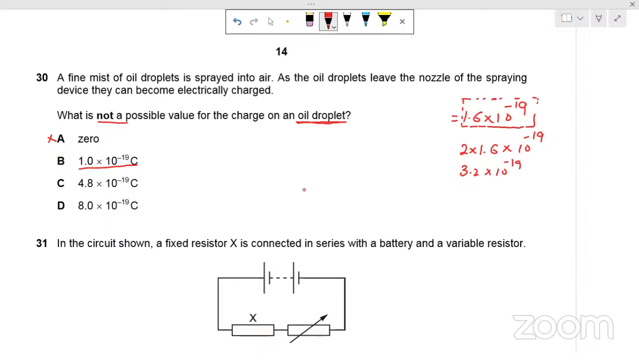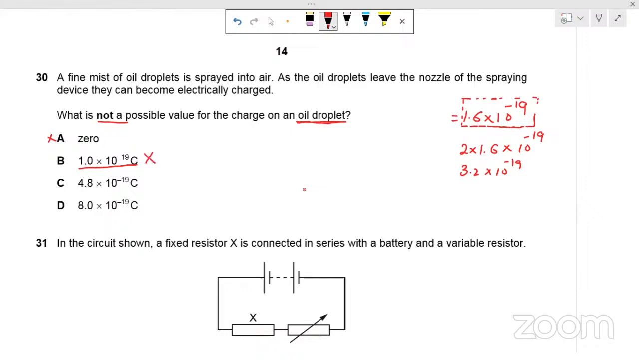We can remove a whole number of electrons or add a whole number of electrons to the substance. So any charge will be a whole number multiple of this charge. So that's why 1 times 10 power minus 19 is not possible.